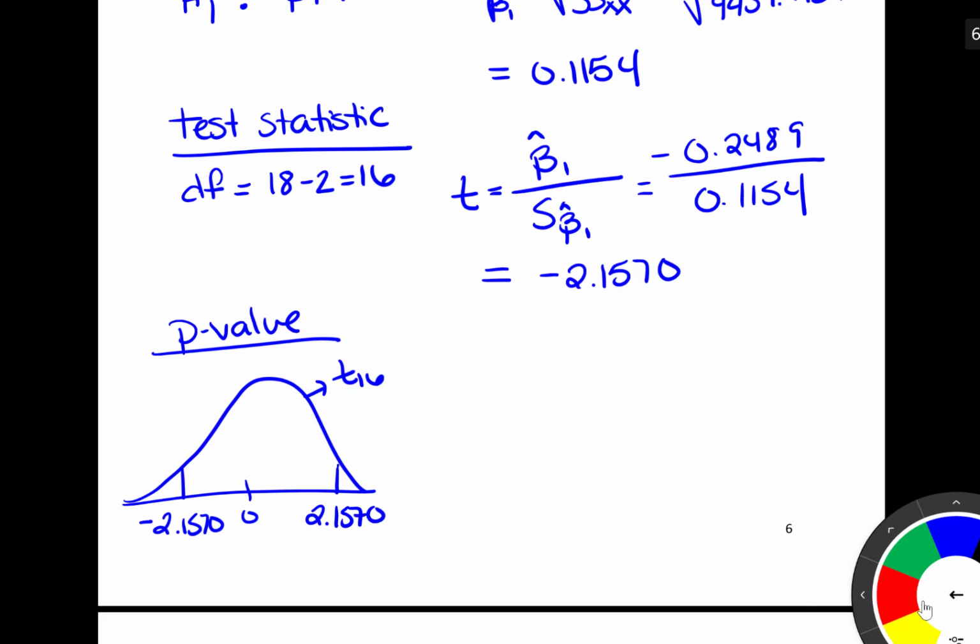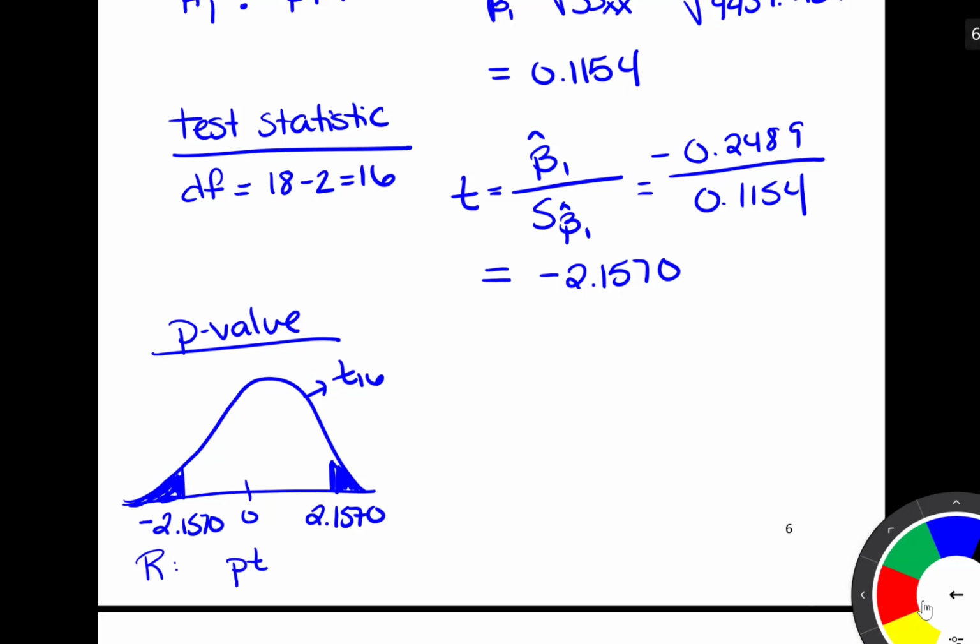Now the t-distribution is symmetric, and so the p-value is equal to the area in both of these tails added together. And as you saw in lab, we can use R to help us find that. The R code is going to give us the area to the left of a particular point. So if I wanted to find the area to the left of negative 2.1570, in R I could do the following.